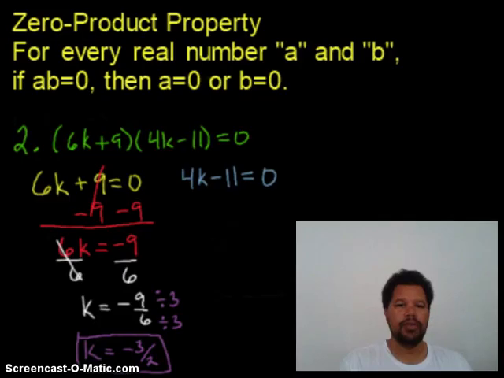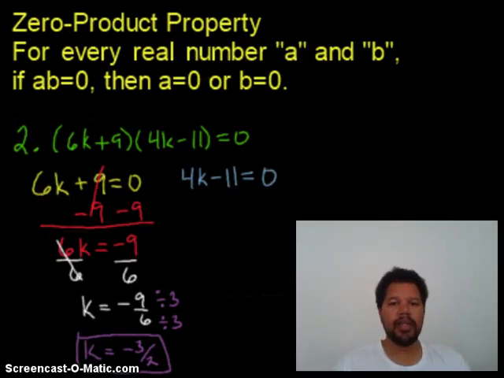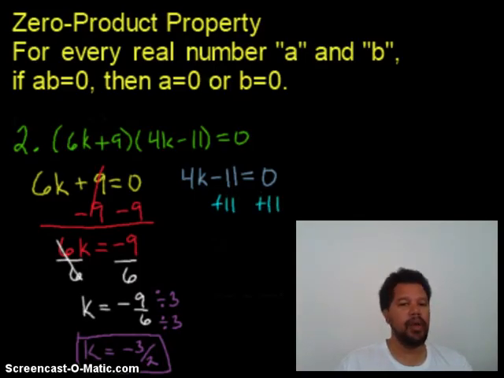Now over here, we have 4k minus 11 equals 0. Again, we're going to use the properties of equality, and we're going to add 11 to both sides, because whatever I do to one side, I must do to the other. We're trying to cancel out this minus 11, so the opposite will cancel it out, leaving us with 4k equals 11.